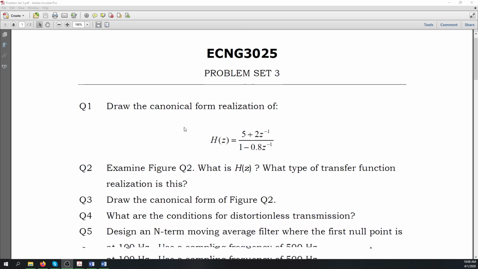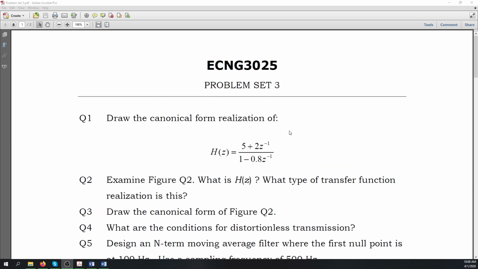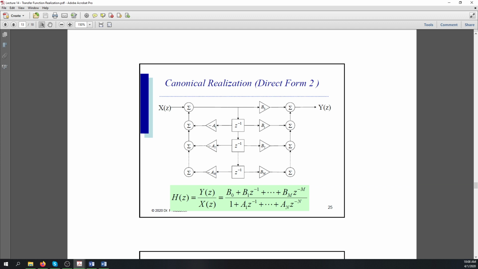Alright, so let's start with question 1. Question 1 here is asking for the canonical form of this H(z) transfer function. The thing we have to pay attention to when drawing the canonical form is from lecture 14, where we had the canonical form represented visually. The equation for H(z) needed to be set up in a particular order, such that the first term on the numerator, the b0 term, will be the first term on your right hand side.